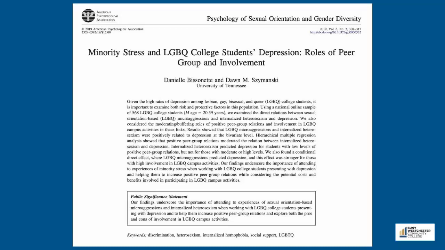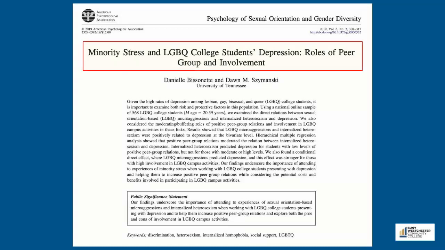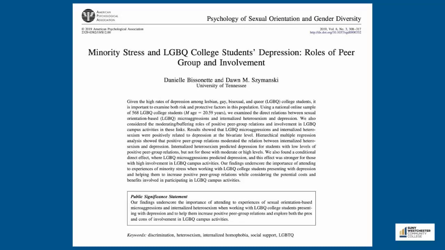Here is the title page for Minority Stress and LGBTQ College Students' Depression, Roles of Peer Group and Involvement, which is available through the database APA Psych Articles. The article is linked below if you'd like to take a closer look at it. Use your WCC credentials to log in and access it. The journal title is on the top right with additional citation information below. This article is from 2019, so it's fairly recent. The author names are below the title, along with their university affiliation.